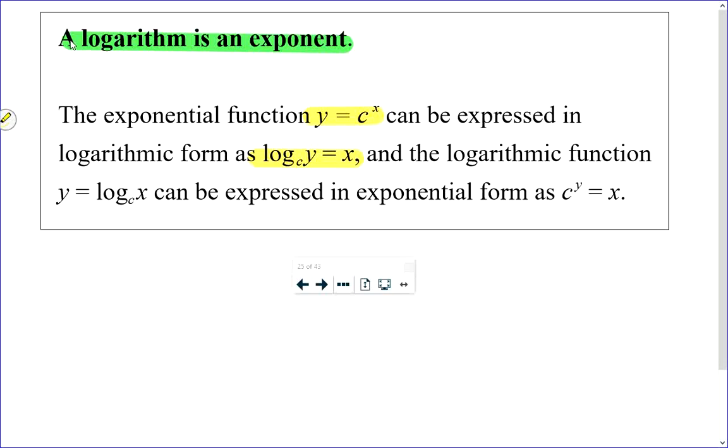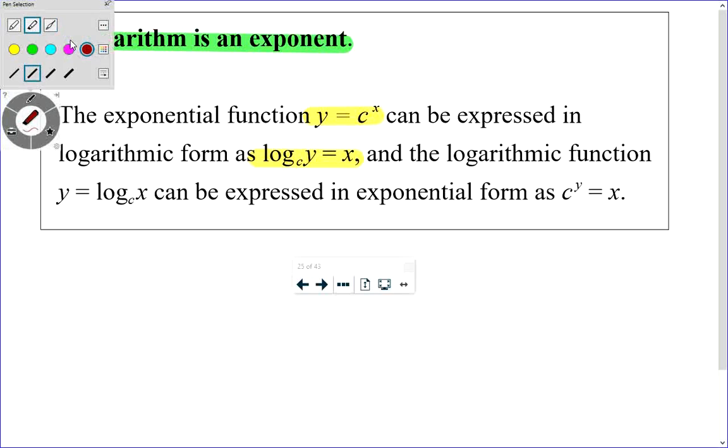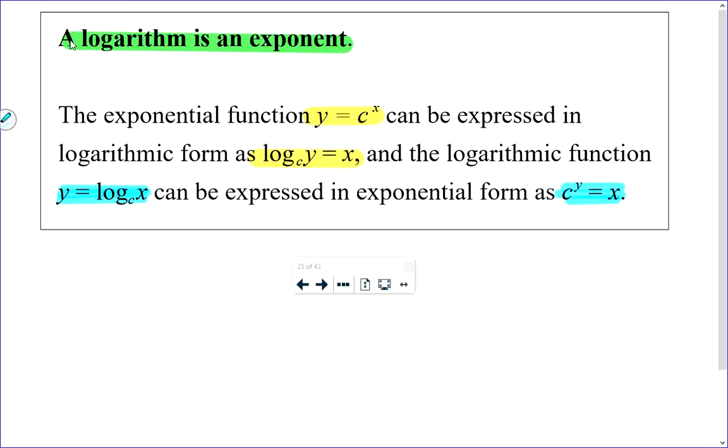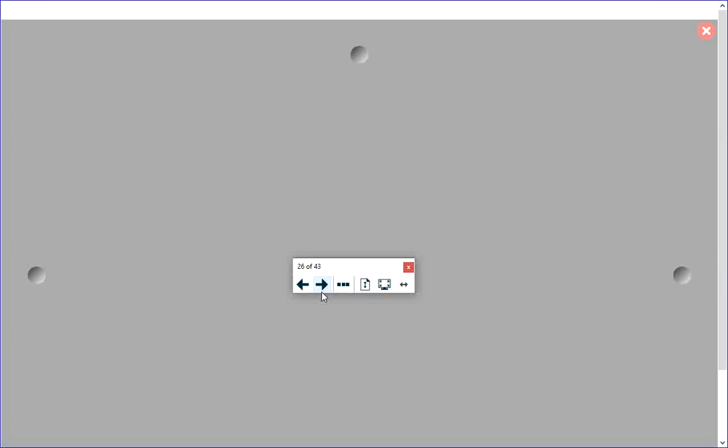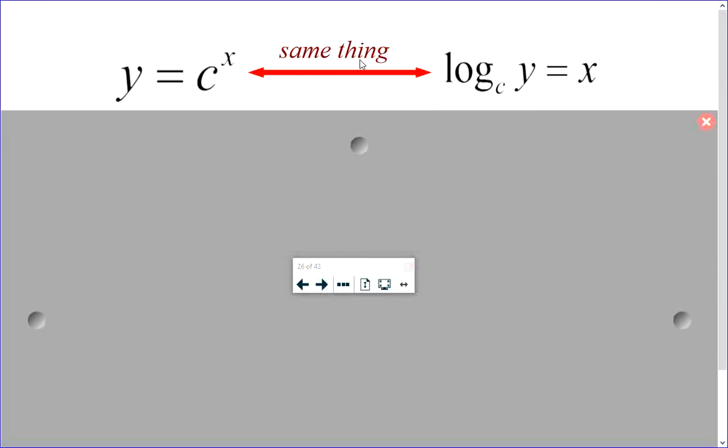On the other hand, if you have y equals log base c of x, it's a different function that can be written this way. And what you have to be able to do is sort out, when you translate from one to the other, what goes where. So let me explain to you one way to do it. These are the same thing, okay?